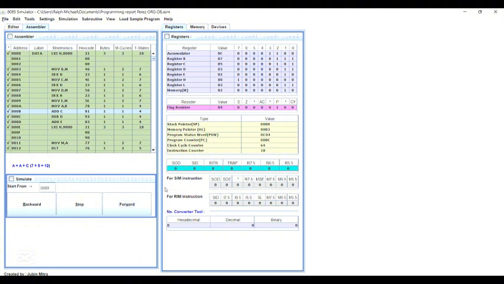Next is subtract D, which is the value of 3. A, which is 12, minus D, which is 3, is equal to 9. So our accumulator value is 9. Then add E, which is the value of 2, to A, which is 9. 9 plus 2, and the accumulator value is 0B.